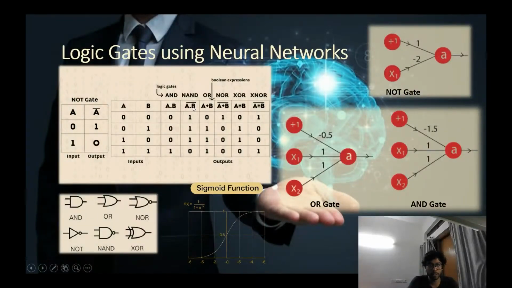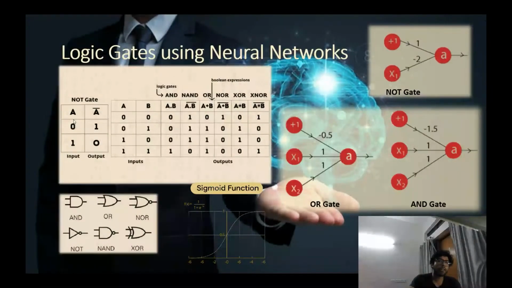So NAND is just A dot B whole complement, and NOR is A plus B whole complement. The bar over the expression means it's a NOT gate. So if A is 0, then what NOT does is just reverse the value. If A is 0, then A bar would be 1. If A is 1, A bar would be 0.